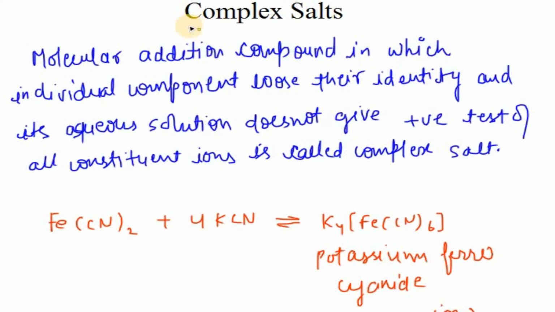So in this video we're gonna discuss the complex salts. A molecular addition compound in which individual components lose their identity, and whose aqueous solution doesn't give a positive test of all constituent ions, is called a complex salt. That means not every ion gives its test. That's why it is known as a complex salt.